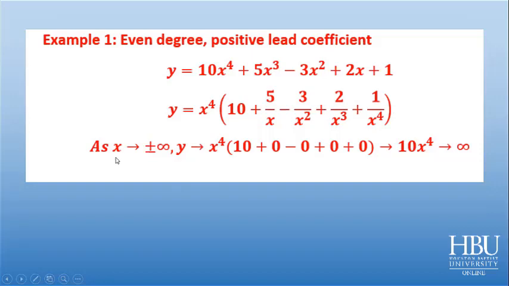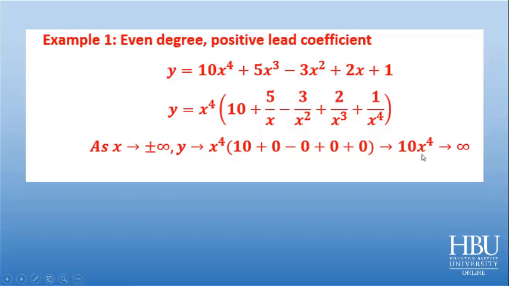Because now you can see that as x approaches either positive infinity or minus infinity, 5 over x minus 3 over x squared plus 2 over x cubed plus 1 over x to the 4th are going to be approaching 0. Think about it. If x were 10 million, 5 divided by 10 million is very, very tiny. Or if x were negative 10 million, 5 divided by negative 10 million is also close to 0. So as x approaches plus or minus infinity, y is going to be getting closer and closer to simply 10x to the 4th.